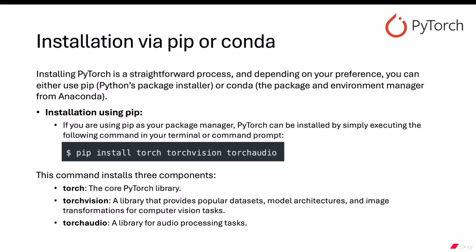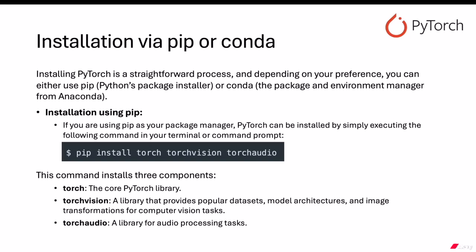Installing PyTorch is a straightforward process, and depending on your preference, you can either use pip, which is Python's package installer, or conda, the package and environment manager from Anaconda. Installing using pip. If you're using pip as your package manager, PyTorch can be installed by simply executing the following command in your terminal or command prompt, which is pip install torch torchvision torchaudio.